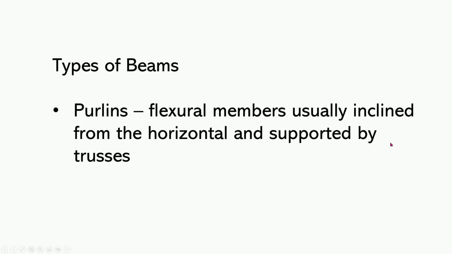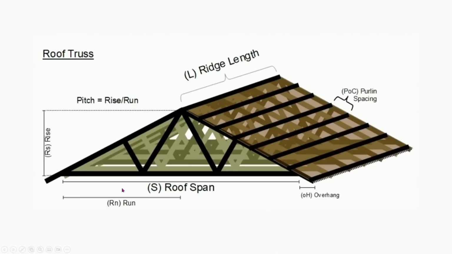And then we also have purlins, which usually come out in the board exam, and then they are flexural members inclined from the horizontal and supported by trusses. So they are still beams, and then they are closely spaced within our roofing system. So this is what it looks like. We have a truss here, and then these trusses are evenly spaced.